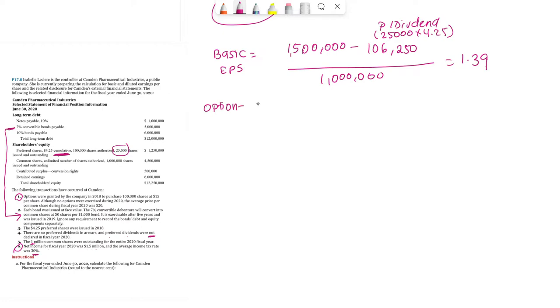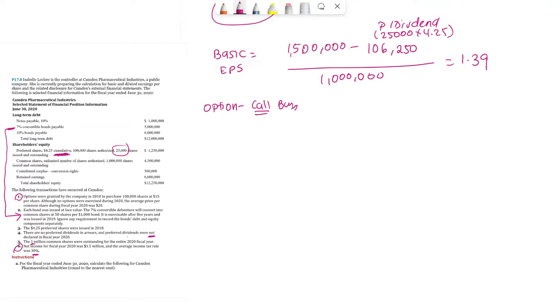A call option will always be in the money. So when we do that, we use the treasury method. A call option is to buy, and we use the treasury method. We want to know if they're in the money. If they're in the money, they will be dilutive.